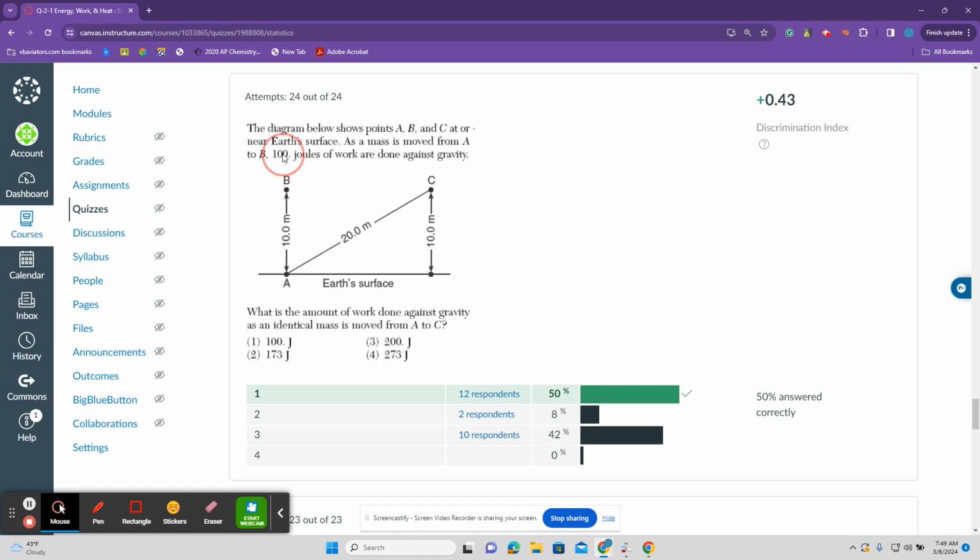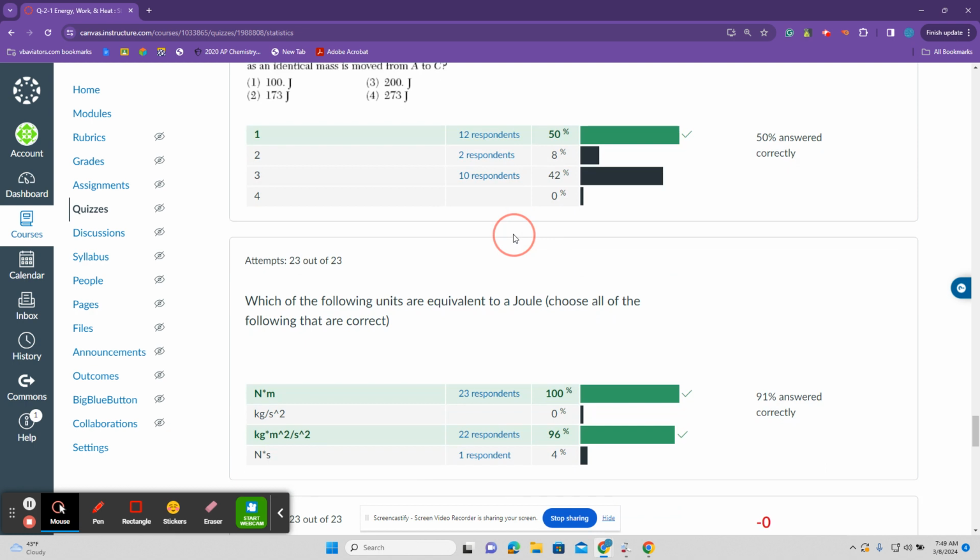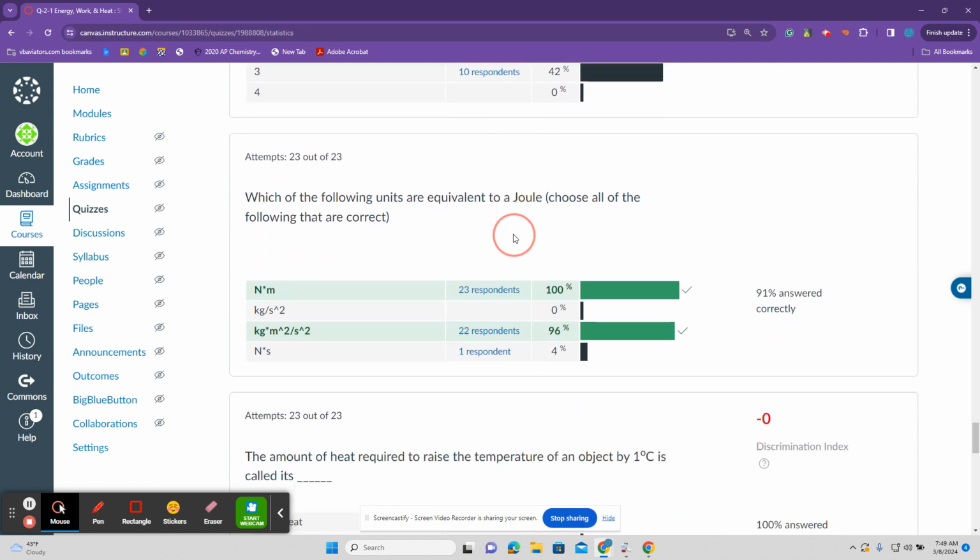If it's 100 joules to go from A to B, that means that it would be 100 joules to go from A to C because the heights are the same. 50%, kind of tricky. Which of the following units are equivalent to a joule? Now there's only 3 because joule is not there. Only 2.